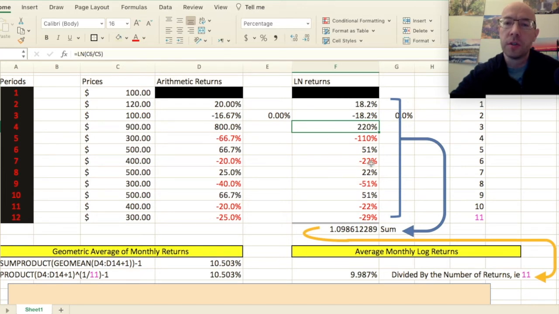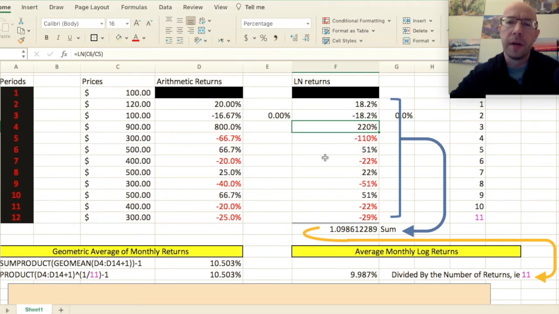Meaning that these numbers pretty much are always smaller. You could see that when we're talking about volatility. We don't have these crazy, crazy spikes. Plus 800, minus, I guess, 40%. Well, it's interesting. This is minus 51%.